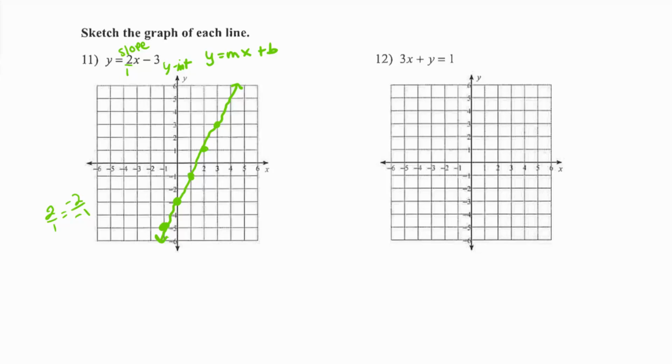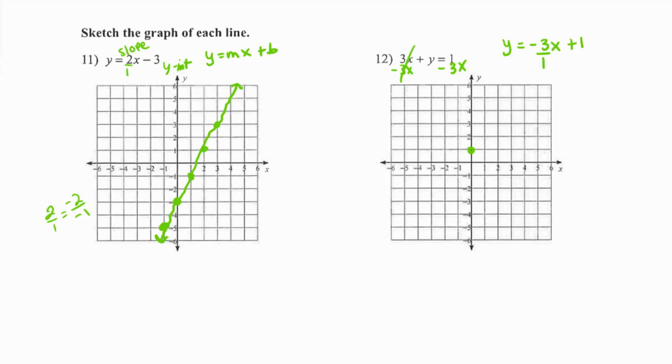If our equation is not in slope-intercept form, typically what we do is change it to slope-intercept form because it is actually probably one of the easiest ways to graph. So that means that we need to get the y by itself. So we'd subtract by 3x and get y equals negative 3x plus 1. So our slope is negative 3 over 1, and our y-intercept is positive 1.